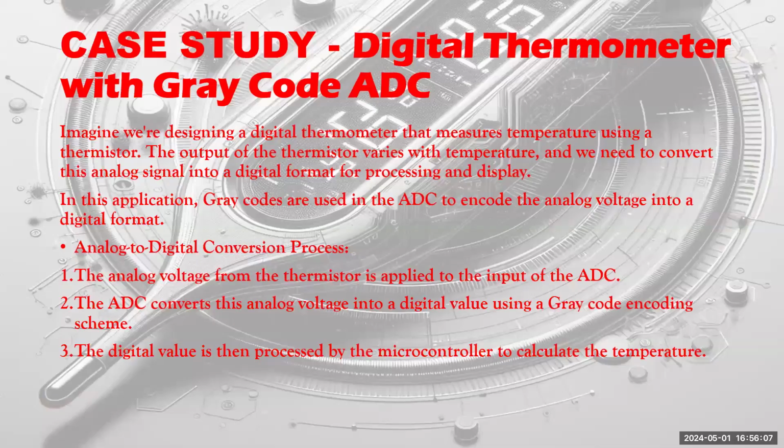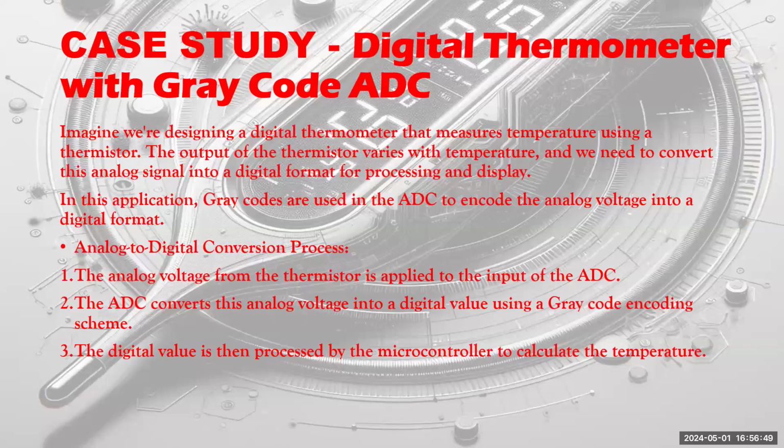And so now I have a case study of a digital thermometer with gray code ADC. ADC is nothing but analog to digital converter. So basically, imagine you're designing a digital thermometer that measures the temperature using a thermistor. So we know that the output of the thermistor varies with the temperature. So now we need to convert this analog signal into the digital format so that we can process it and then display the same. So, like any design, obviously, since it's a thermometer, we need a sensor interface. The analog output of the thermistor is connected to the input of the analog to digital converter.